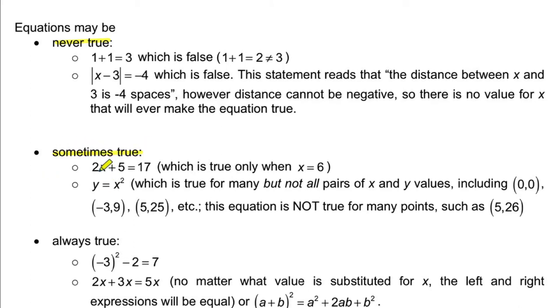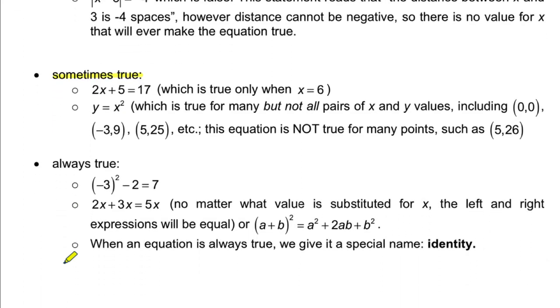The next case is when equations are sometimes true, like 2x plus 5 equal to 17, which is true when x is equal to 6. We can also have a two-variable equation, like y equal to x squared, which is sometimes true. There are some pairs of values for x and y, like (0, 0), (negative 3, 9), or (5, 25), which make the equation true. Those aren't the only points, but there are also points such as (5, 26), which are not true, which do not lie on that graph.